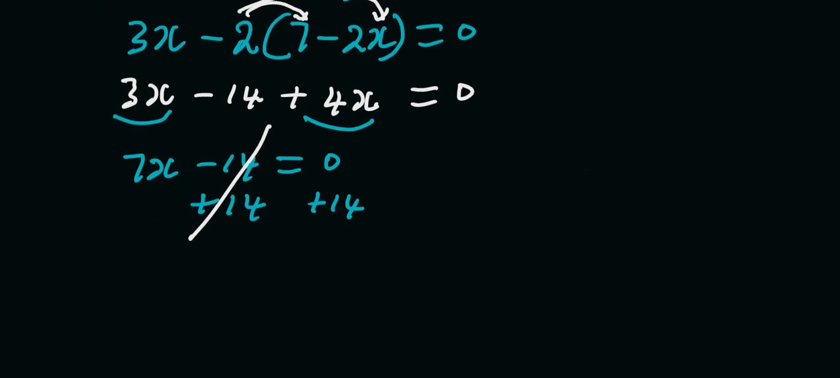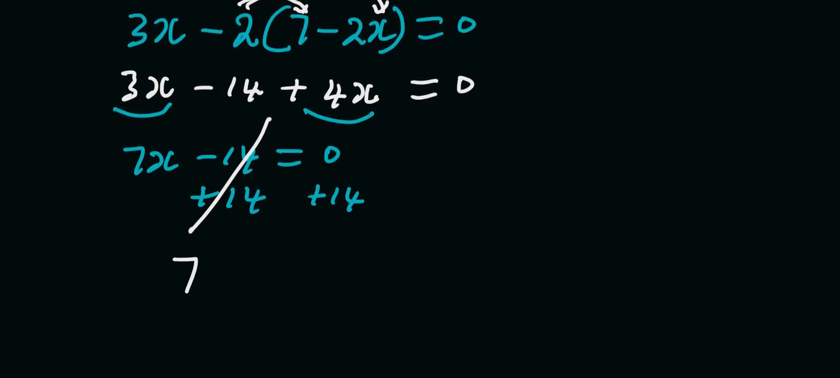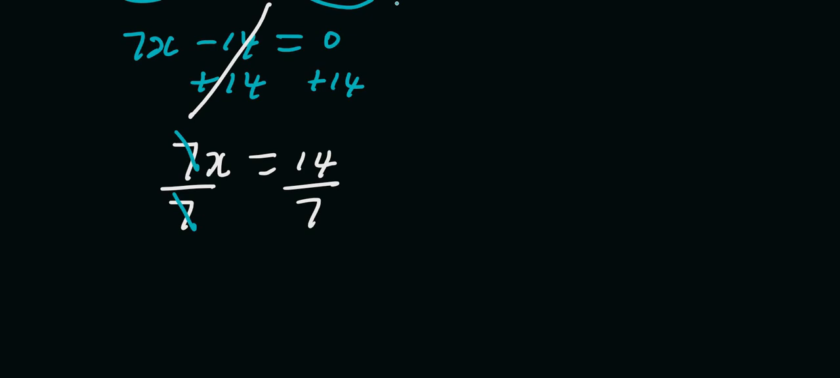So now 7x will be equals to 0 plus 14, and that is 14. So now divide both sides by 7. Divide both sides by 7. So now 7 is going to cancel out 7 from here, and 14 divided by 7 is 2. Therefore, x is equal 2.